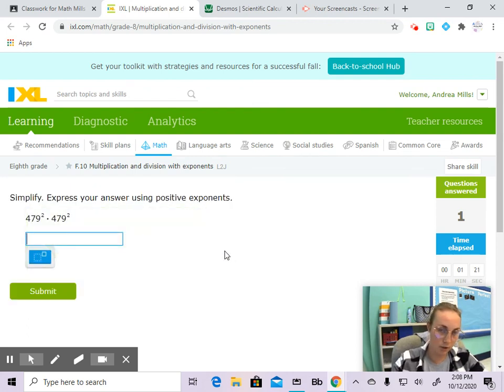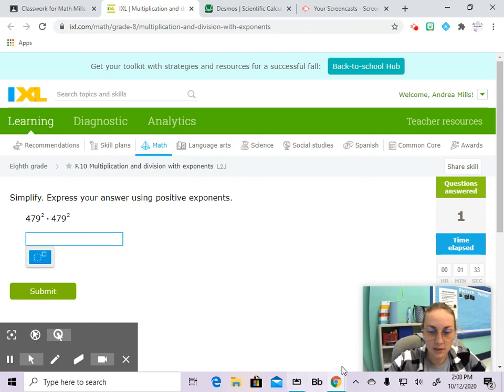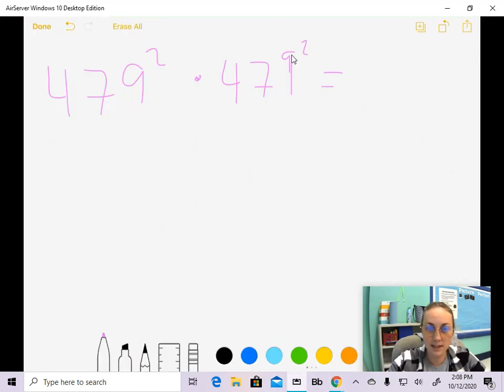This one's going to be another multiplication problem. So let me just go ahead and write it down. We have 479 to the second power. We're going to multiply that by 479 to the second power. All right. Now this one doesn't look very pretty. I'm sorry, that is a 9. I just have a hard time writing on this sometimes.